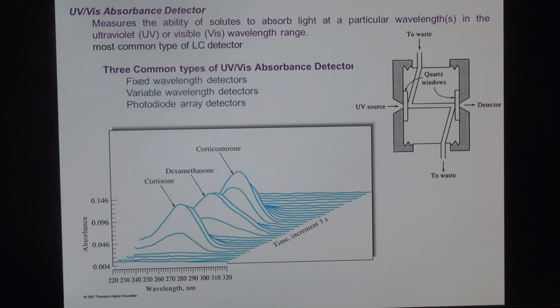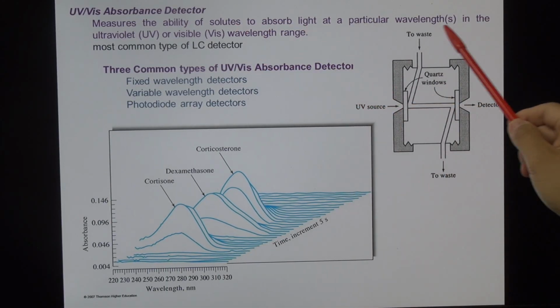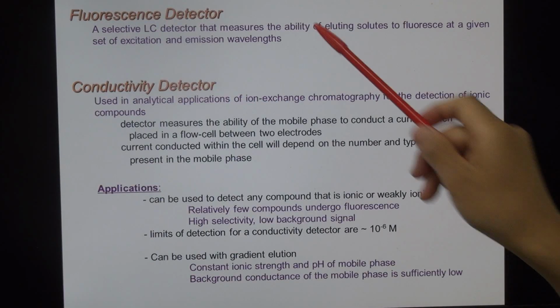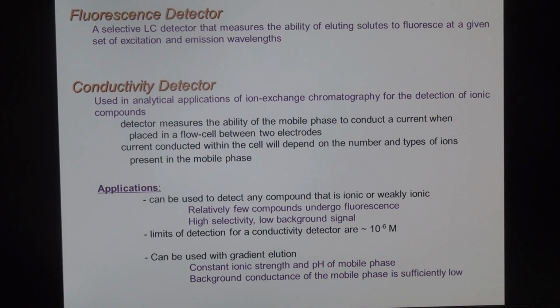The next kind is the UV-vis absorbance detector. As you have already learned in molecular spectroscopy, they measure UV-vis absorbance. If a specific solute absorbs at specific wavelengths, we can detect it. For the fluorescence detector, we measure fluorescence. If the solute gives off a certain fluorescence at specific wavelengths, we can measure it.